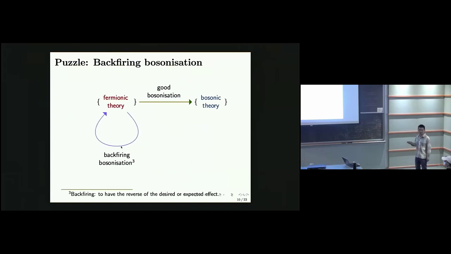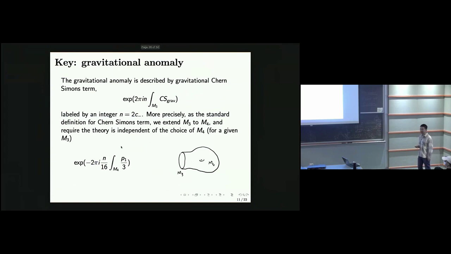So this is the puzzle. And here, to clarify a little bit, backfiring means to have the reverse of the desired or expected effect. So it means that the bosonization is supposed to do this job, but it doesn't do its job, so it's called a backfiring bosonization. Okay, so this is the puzzle. So next, let me present our solution to this puzzle.